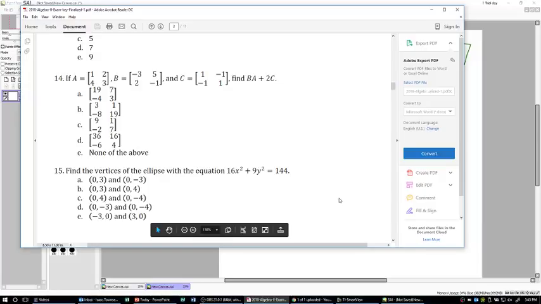Question 14 is a matrix question. Matrix A is a 2 by 2 matrix, B is a 2 by 2 matrix, and C is a 2 by 2 matrix. They want us to find what BA plus 2C is. So they're asking us to multiply B times A and then add in 2 times C.